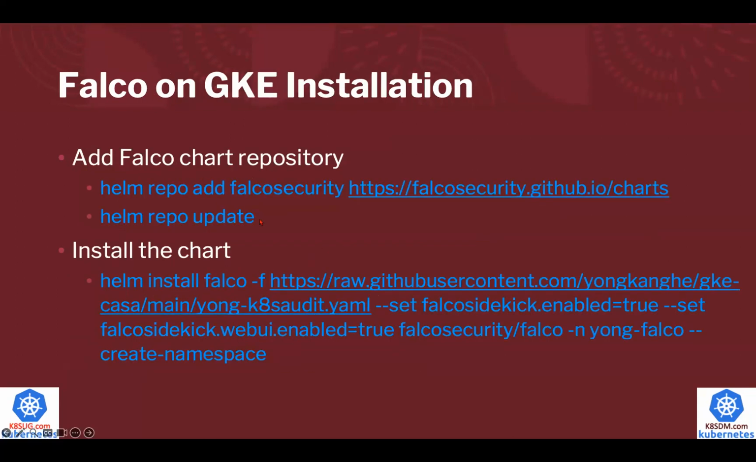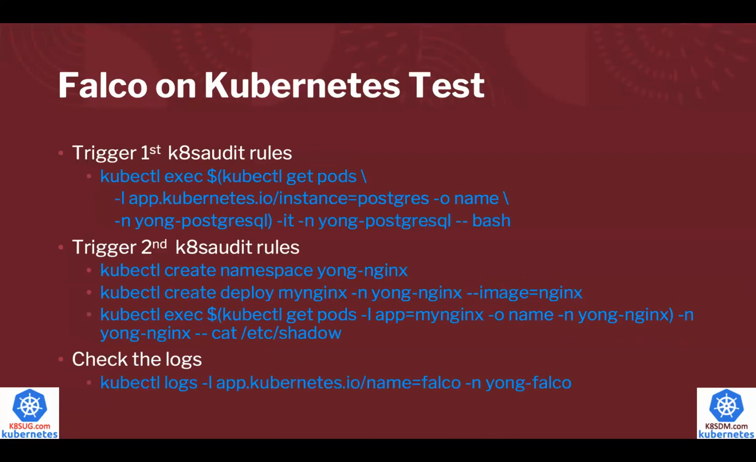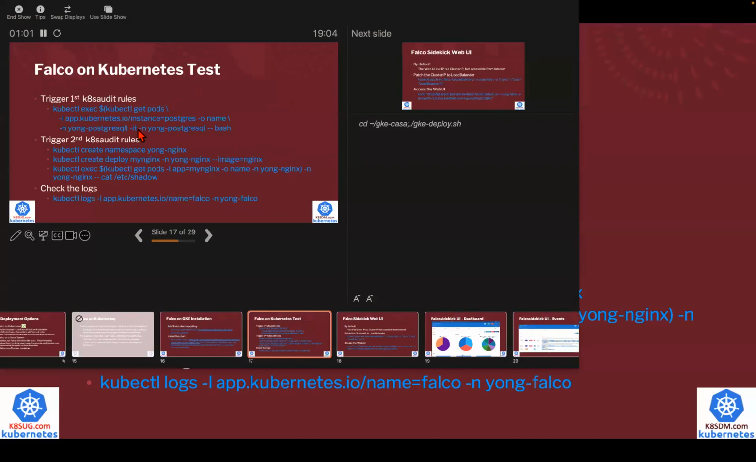So how to do it? All these commands I listed here, I already automated. But to give you some more idea of how it works step by step: first of all, you add the Falco Helm chart to the repository, then you run helm repo update, followed by the helm install command. You can install Falco to your GKE cluster. And once you install it, we can do some testing to see if Falco captures any activity. So now let's run the command.